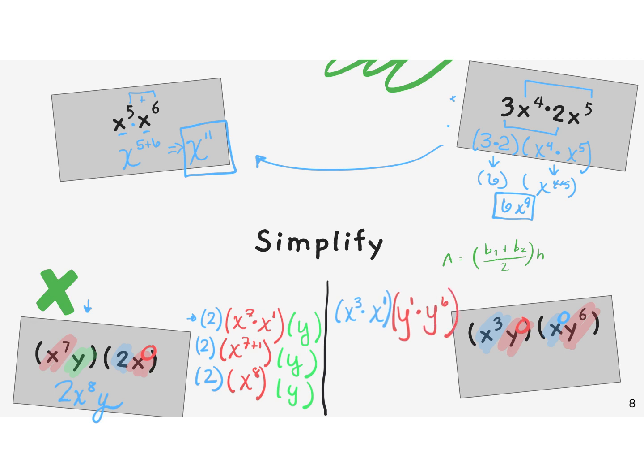All right, so moving on, we have x to the power of 3 plus 1, and then we have y to the power of 1 plus 6. And keep it going. We have x to the power of 4, and then we have y to the power of 7. And we'll write that down as a solid answer, all combined together, no more parentheses. We have x to the power of 4, y to the power of 7.